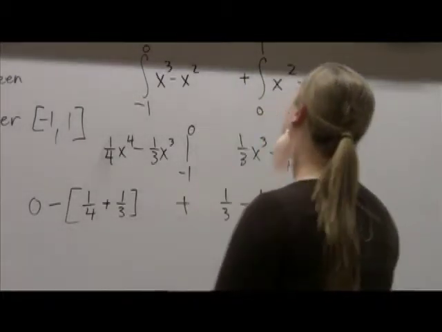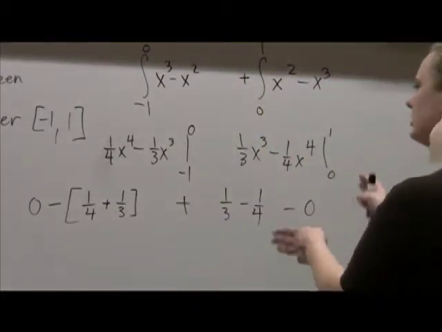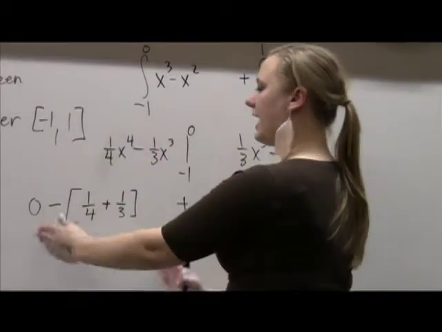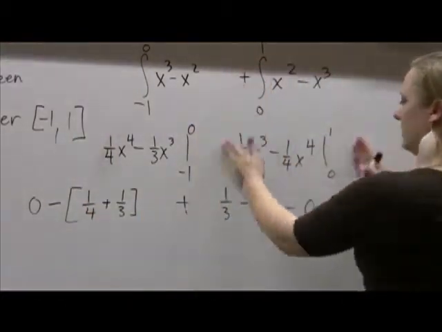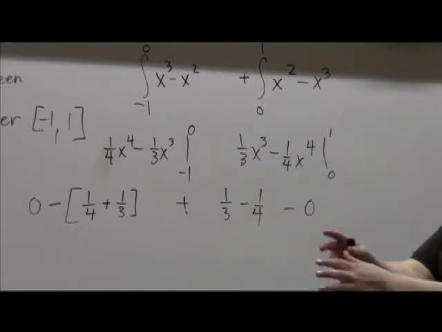Now, if it was more complicated than this, like this is a pretty straightforward one, I usually just do half the equation, and then this half of the equation, and then add my answers at the end, because I get confused when I have too much stuff going on. Is that okay?